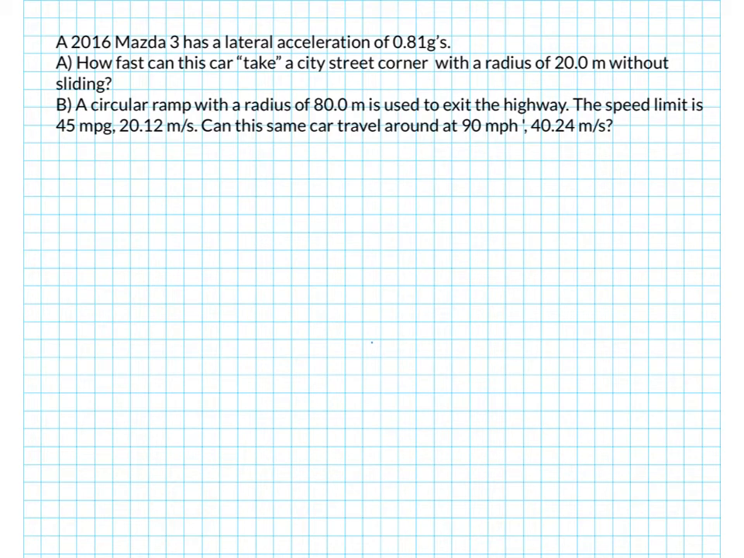2016 Mazda 3 has a lateral acceleration of 0.81 Gs. How fast can this car take the city corner with a radius of 20 meters without sliding? All right, so the lateral acceleration is the sideways acceleration. For circular motion, the lateral acceleration is the centripetal acceleration, and that's going to be 0.81 Gs for this problem.